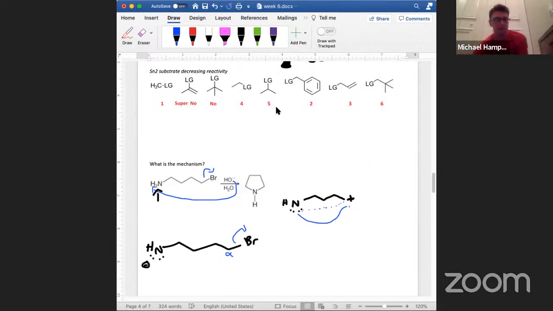All right, so these again are ranking just the leaving group for SN2. SN2s want what type of substrate? Primary. What's even better than primary is a methyl. So this is why this is number one. Number two, 2 and 3 are 2 and 3 because of resonance, similar to how you saw a phenol versus a benzol.